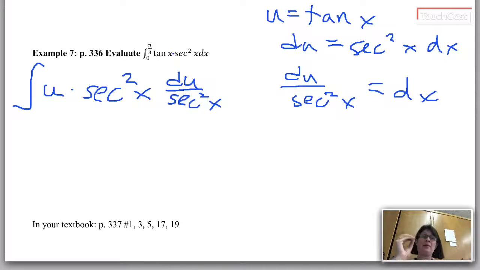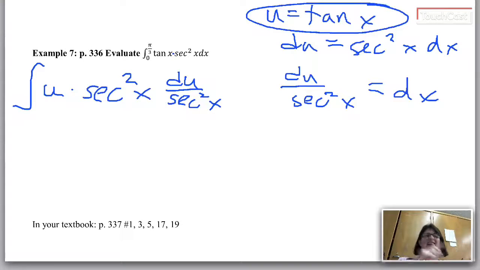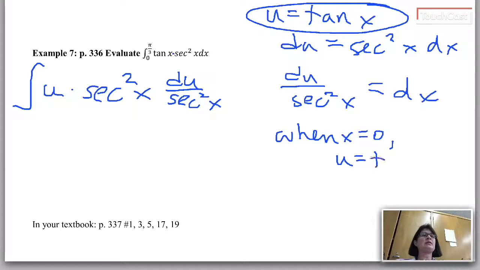And I still have this problem before I move on to the next step. I haven't updated my limits. To get the u value, you take the tangent of the x value, right? That's what this statement says. If I want to know what u is, I have to take the tangent of x. So I'm going to use those two limits, the lower limit and the upper limit, as x values, as inputs to the tangent function. So I'm going to write myself a little note: when x equals 0, u equals tangent of x, in this case tangent of 0, and tangent of 0 is 0. So my new lower limit is 0.